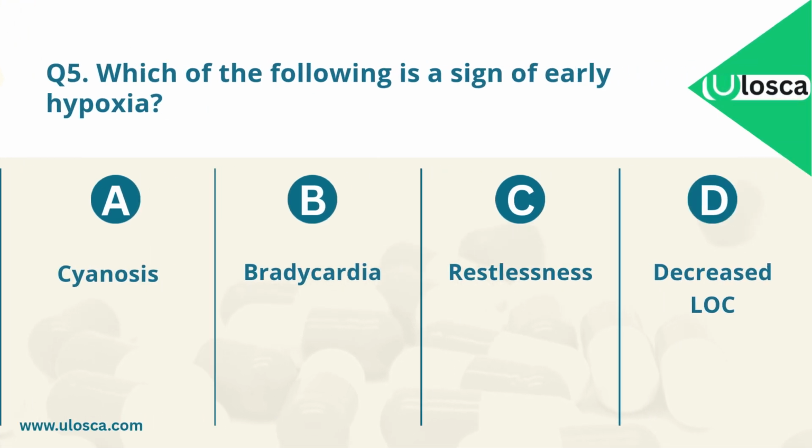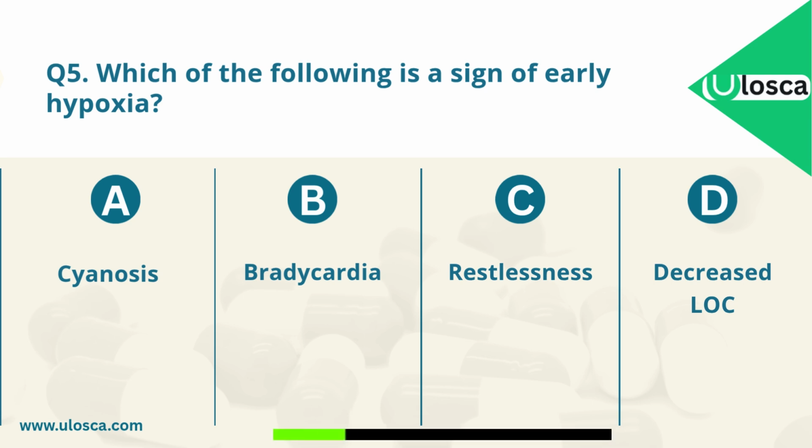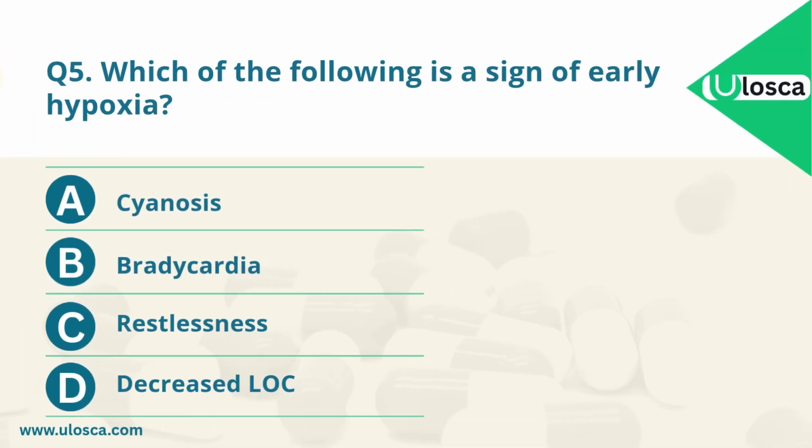Question 5. Which of the following is a sign of early hypoxia? A. Cyanosis. B. Bradycardia. C. Restlessness. D. Decreased LOC. Which one is the correct answer? The correct answer is C. Restlessness.